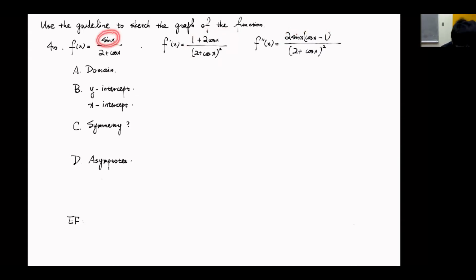Sine of x is defined everywhere, cosine of x is defined everywhere, so there's no trouble from these two trig functions. But also notice that this is in the denominator, so we need to make sure that it is never zero. So 2 plus cosine of x equals 0 means cosine of x equals minus 2, so no solution. So therefore, the domain is simply going to be minus infinity to infinity because there's really no restrictions on the function f.